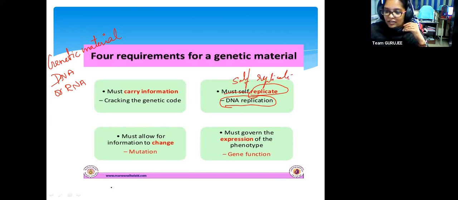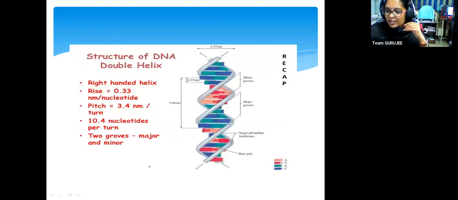Then the third property is that it must allow information to change, that is mutation. What is mutation? See, this is the structure of DNA. If there is any change in the structure or any change in the property, it leads to a phenomenon called mutation. There are many types of mutation, physical mutation, chemical mutation. These mutations will cause some disorders. This leads to genetic disorders.